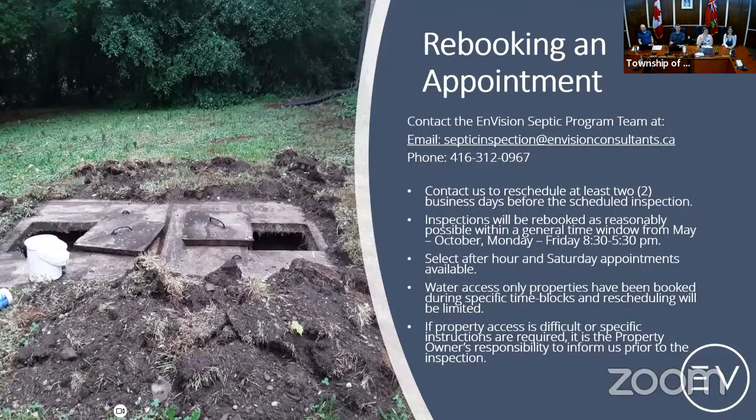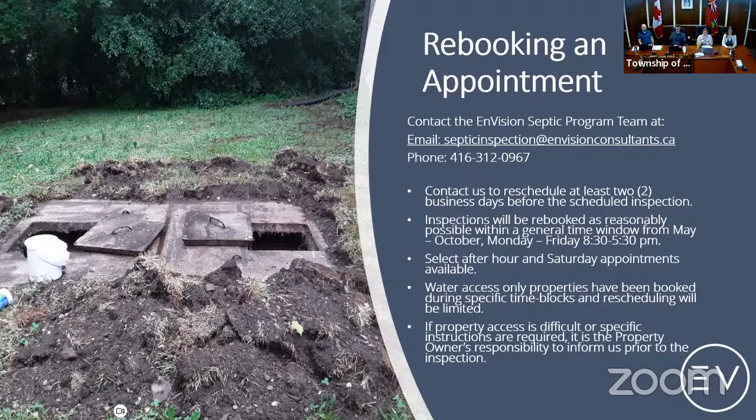Okay, so at this point in the process, you have received your letter. It would have provided key information, and it would have said your inspection has been booked for this date and this time window. It'll provide our contact information, our email and our phone number, and it will say if you would like to rebook, or if you just have questions, you can contact us. For rebooking, we ask that you provide us at least 2 business days notice, but of course, the most notice you can give, the best.